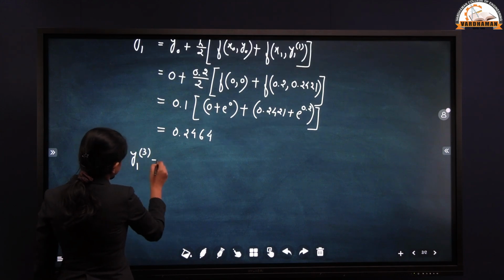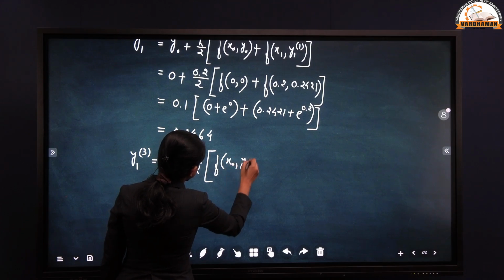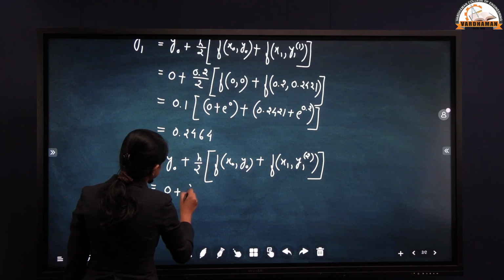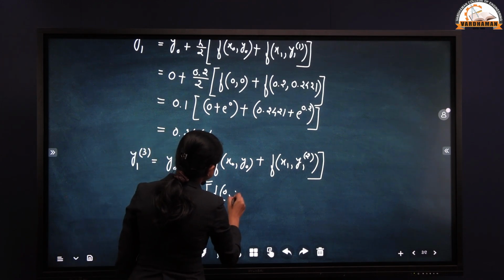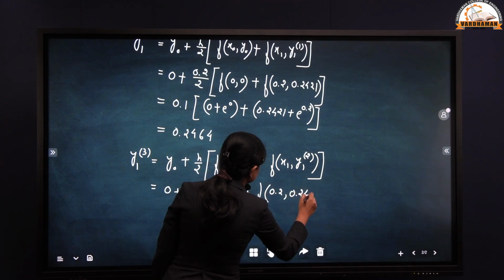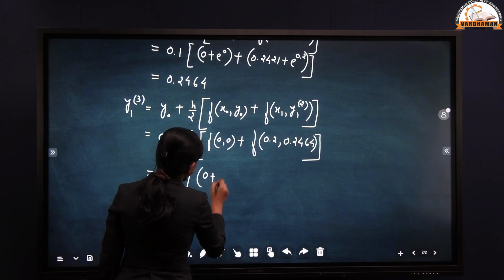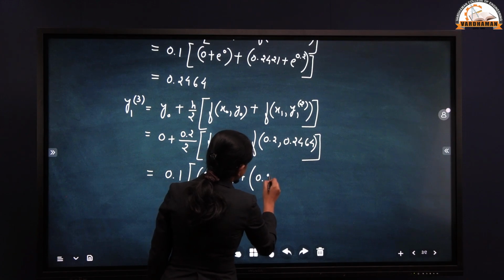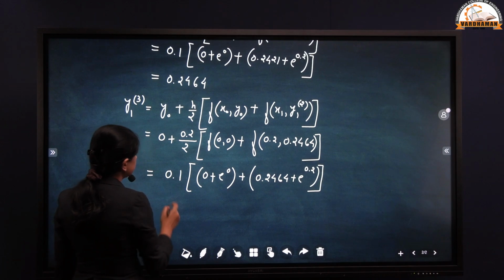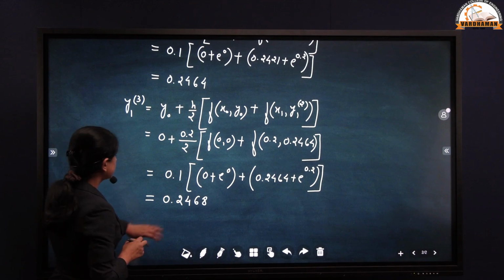Now next we have to find y1 3. So y1 3 is given by y naught plus h by 2 f of x naught comma y naught plus f of x1 comma y1 2. y naught is 0 plus 0.2 by 2 f of 0 comma 0 plus f of x1 is 0.2 and y1 2 is 0.2464. So we have 0.1 into 0 plus e power 0 plus 0.2464 plus e power 0.2. If you compute this value, you will get 0.2468.